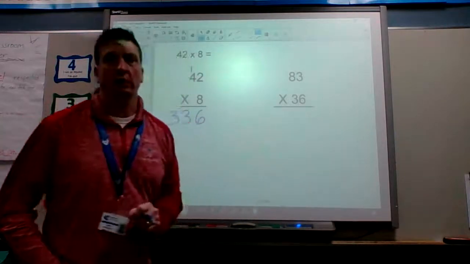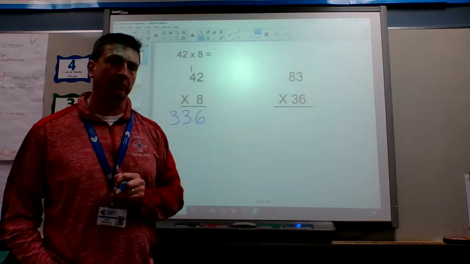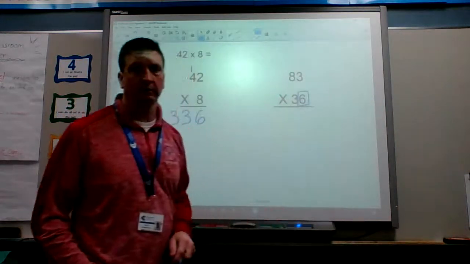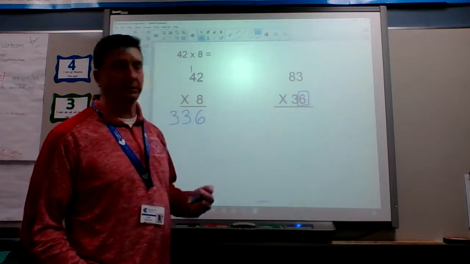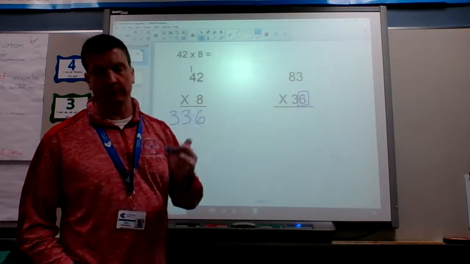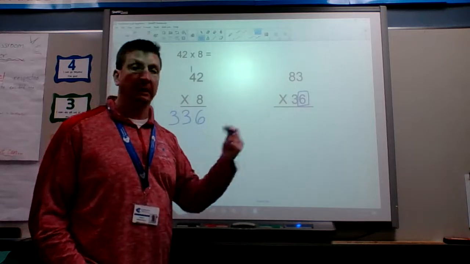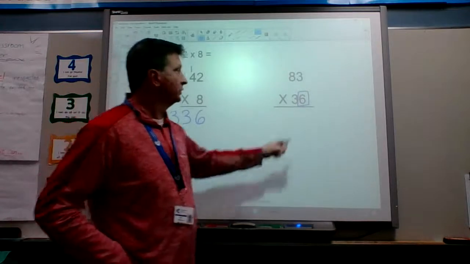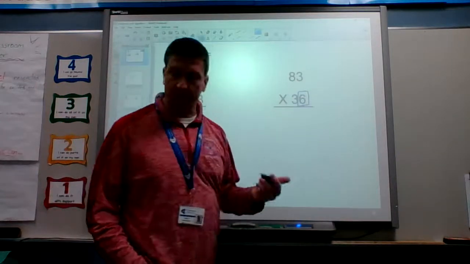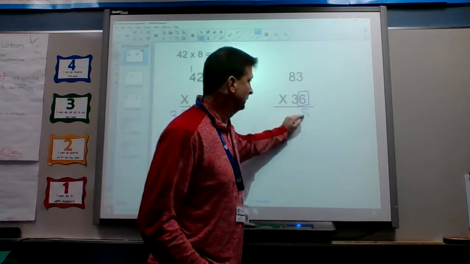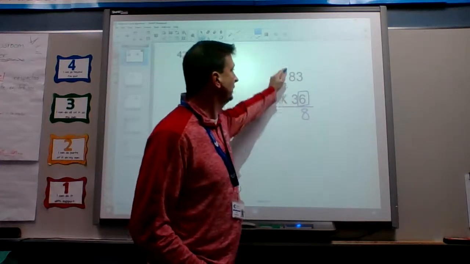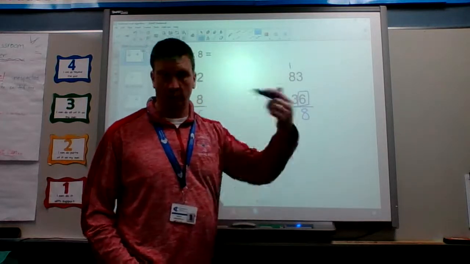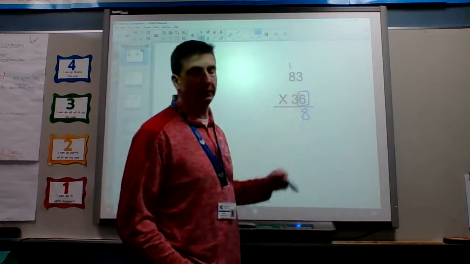Same situation here, except now I have 2 digit by 2 digit. And I still need to start with that ones digit. So I'm still focusing on that 6 ones times the 3 ones, the 6 ones times the 8 tens, but I'm going to add those as I work across there. So I have 6 times 3. I know 6 times 3 is 18. I'm going to bring my 10 over. So I have 6 ones times 8 tens, and then one more. So I have 6 times 8 is 48.